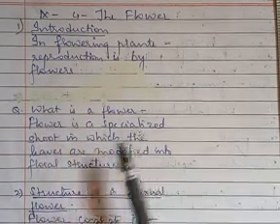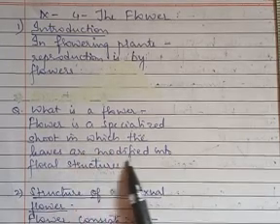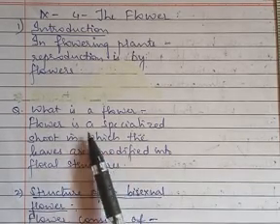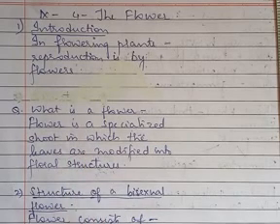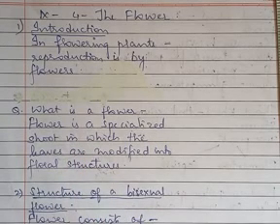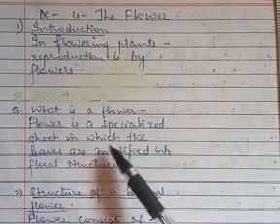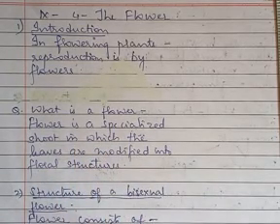Flower is a special shoot in which the leaves are modified into floral structures. Okay, so here it is a special shoot in which the leaves are converted into floral structures like the petals. Basically the petals are the modified leaves that are seen in the flower, right? So flower is a special shoot in which the leaves are modified into floral structures.